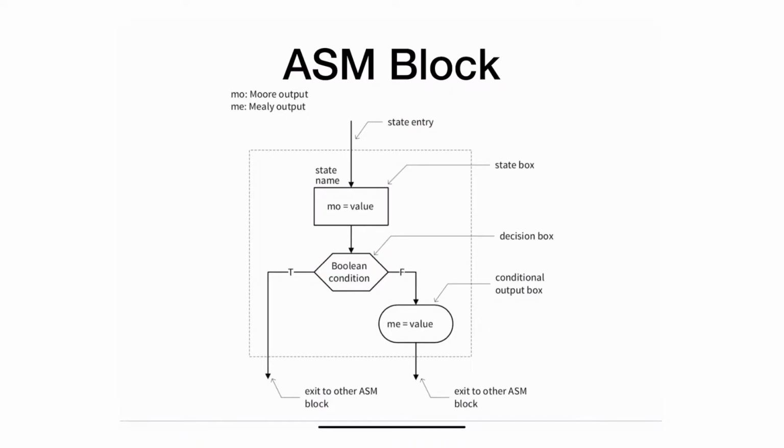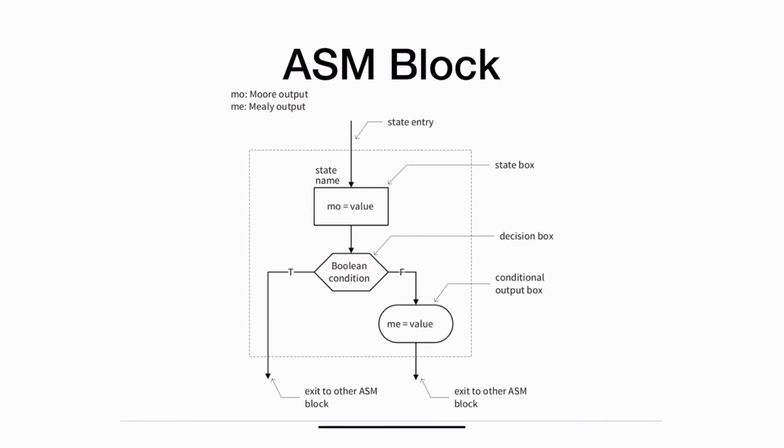Because we might have Moore outputs, you put the Moore output in the state box, since a Moore output is only changed by the state change, not by the input. Afterwards, you have what we call a decision box. You might have multiple of these decision boxes. It tells you how to proceed, basically what your next state is or where you should go from there.